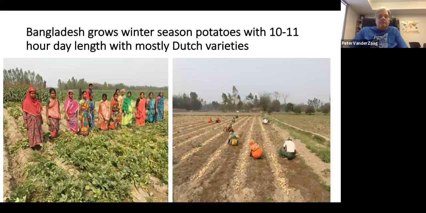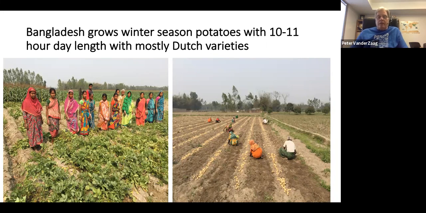Why is this? Here's a picture from Bangladesh. I used to live in Bangladesh and work in Bangladesh, and I used a lot of Dutch germplasm there. And here's a picture on the left of these women dehalming a crop of seed potatoes. This is a Dutch variety, very small canopy. The day length is probably 10 hours or 11. They tuberize early, mature early. Picture on the right, you see them harvesting the potatoes.